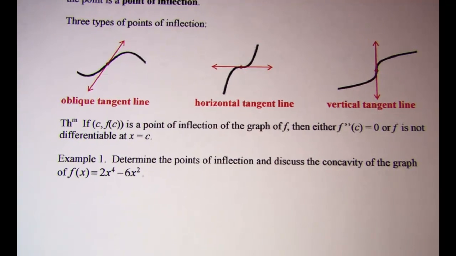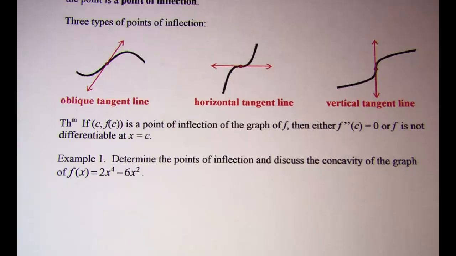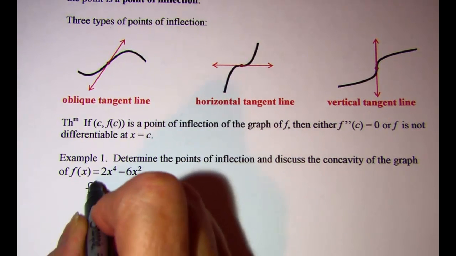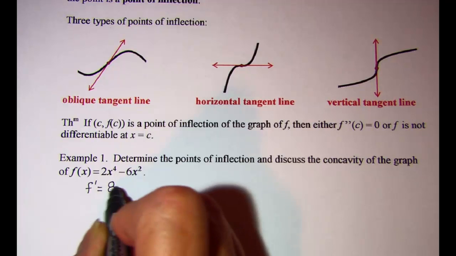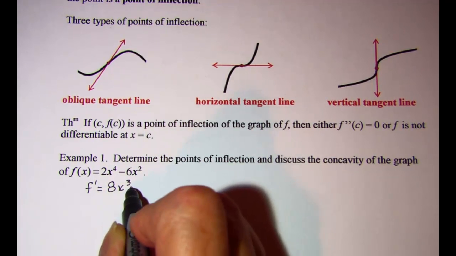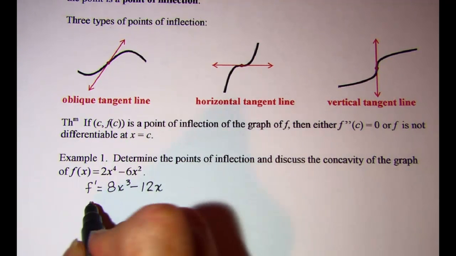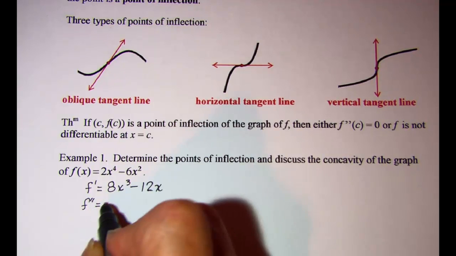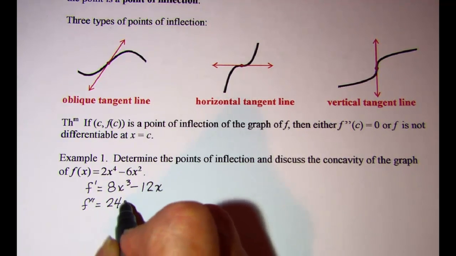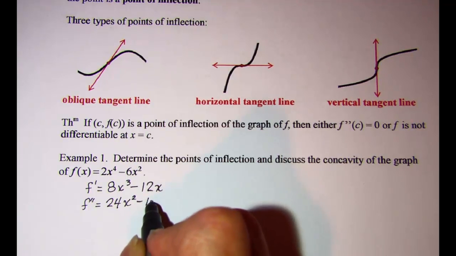So our first example: determine the points of inflection and discuss the concavity of the graph of f(x) equals 2x to the fourth minus 6x squared. So let's find some derivatives. Our first derivative is 8x to the third power minus 12x. Our second derivative is 24x squared minus 12.